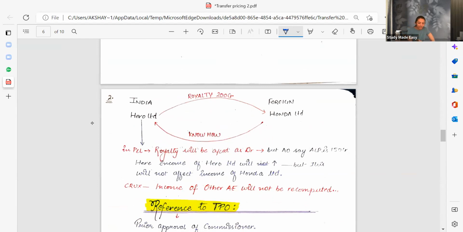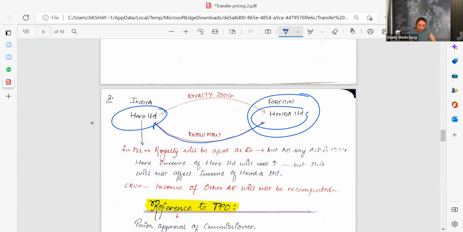That same concept. This is Hero, this is Honda, a foreign company. India takes know-how from a foreign company and gives it royalty. What is India doing? It is taking know-how, patent, from a dependent associate enterprise, and it is giving royalty of 200 crore to it. When it is giving royalty of 200 crore, AO says, no, your arm's length is 150 crore, not 200 crore.